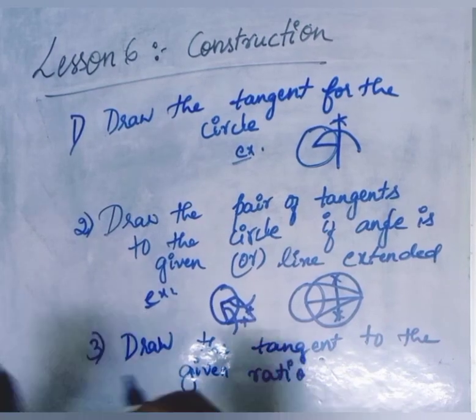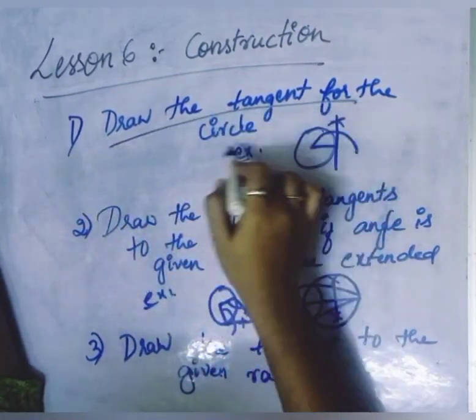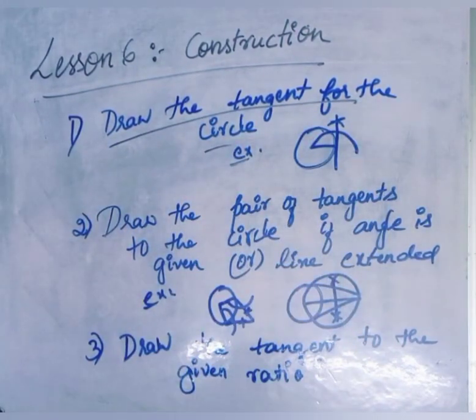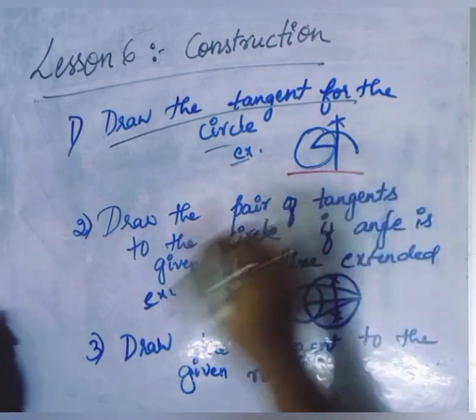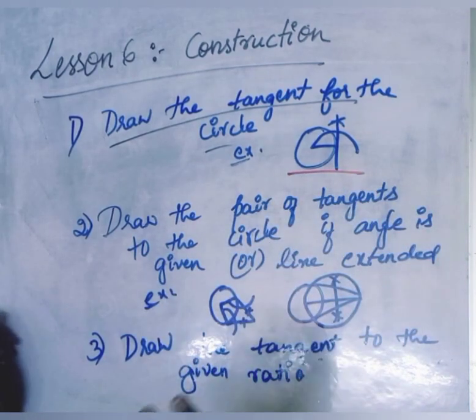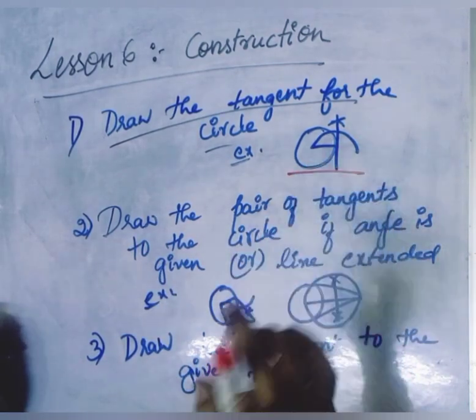Lesson 6, construction. First, they will tell you to draw the tangent for the circle. You will have a circle, and they will tell you to draw the tangent. That means you need to draw only one tangent. For example, you can see here, they will not give any angle, and that time you need to draw only one tangent.